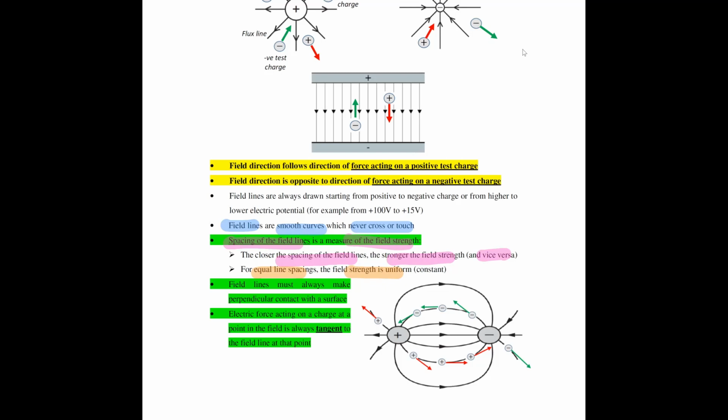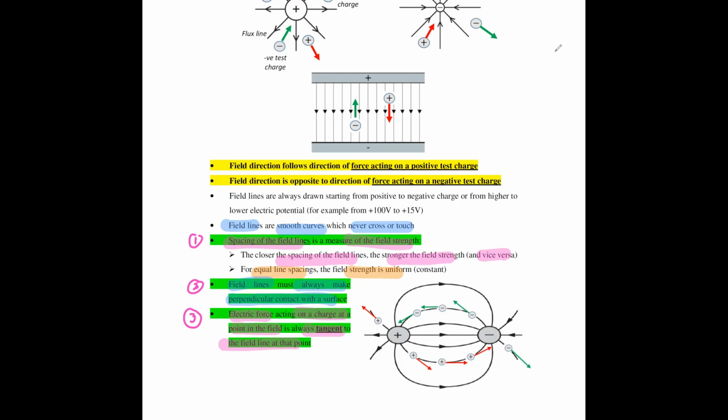Then after that, field lines must always be drawn perpendicular to a contacting surface. They must always make perpendicular contact with a surface. Cannot be at an angle to the surface. It must be at an angle of 90 degrees to the surface. And then lastly, the electric force acting on the charge at a point in the field will always be tangent to the field line at that point. You will make use of these 3 points most of the time when it comes to answering your exam questions.